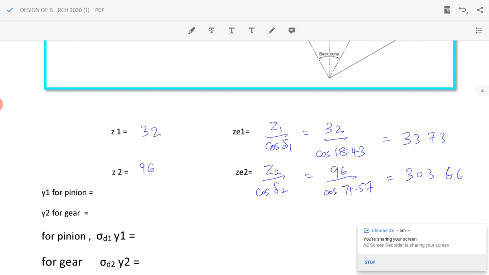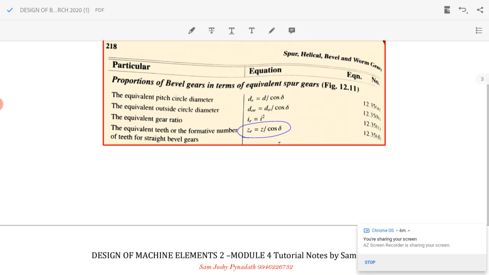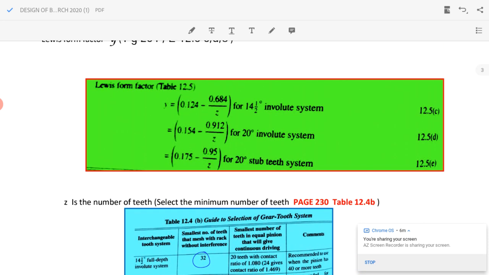So, after finding ZE1 and ZE2, I can find Y1 and Y2. Given, it is a 14.5 degree involute. So, our equation for Y will be equal to 0.124 minus 0.684 by Z. And instead of Z, I have to substitute ZE for bevel gears. So, I will take this equation, 0.124 minus 0.684 by ZE.